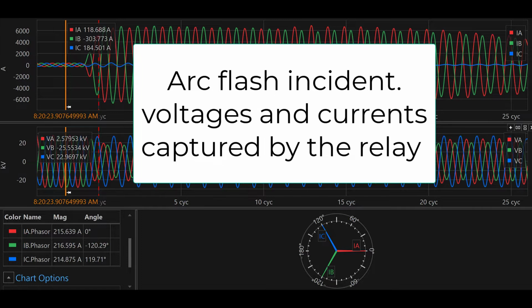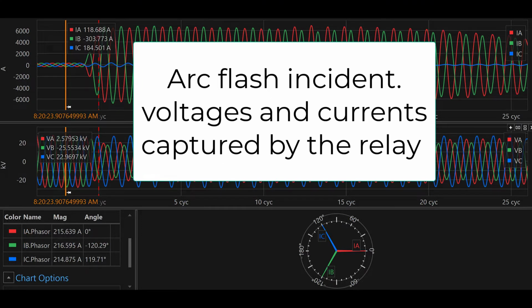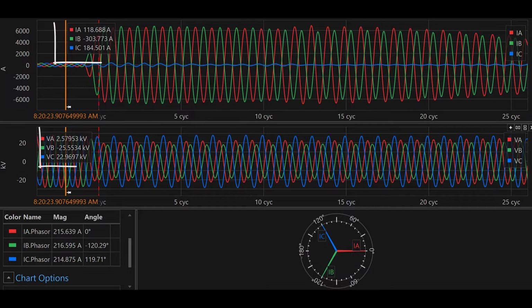Relay captured the arc flash incident. The orange time cursor shows currents and voltages cycles before the incident. The amps on the top chart are balanced, although we cannot really see it because of the small scale. However, the phasor diagram shows it.